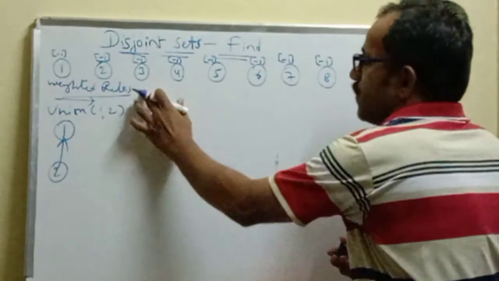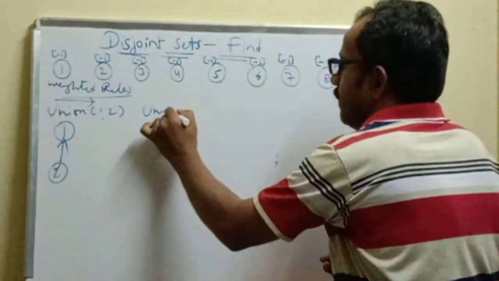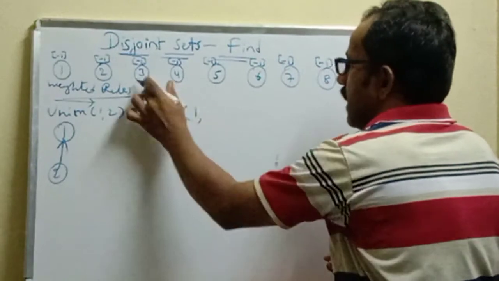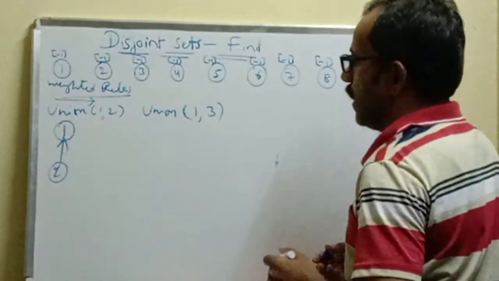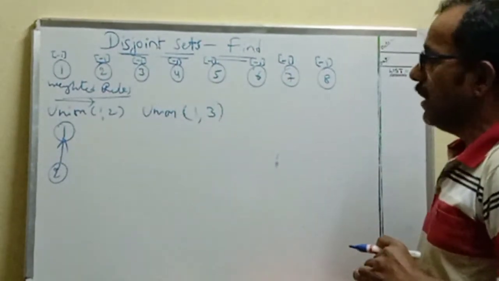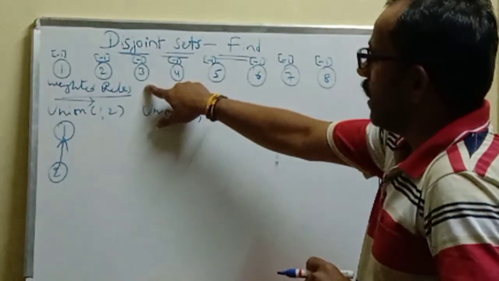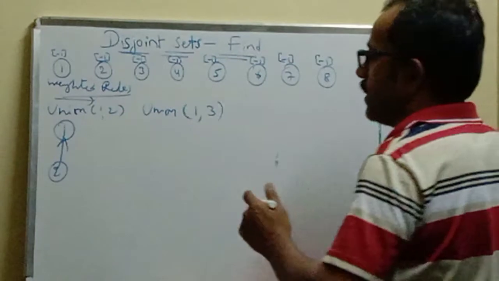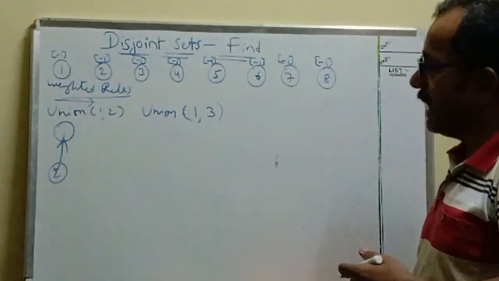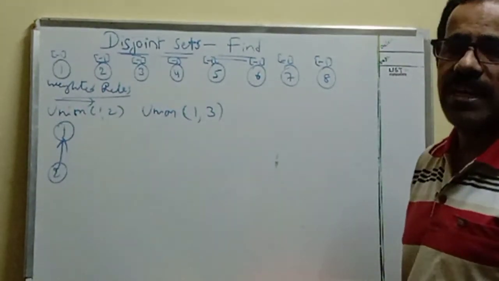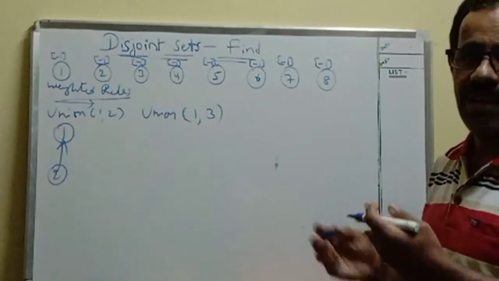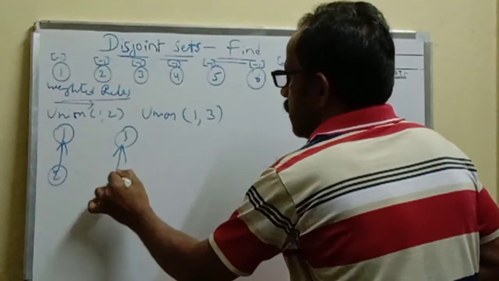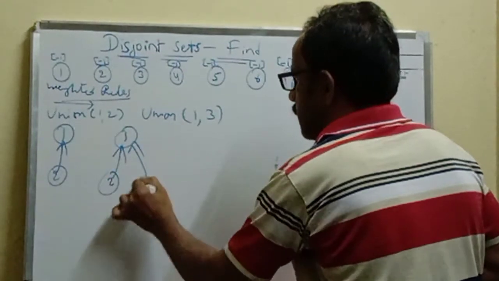So the next one is union of 3. Here, this resultant tree's root node is 1 and the next tree's root node is 3. Union of 3 according to the weighting rule. Here it has only one node, and this particular tree has two nodes. Ultimately, we make the root with more nodes the parent of the other tree. Okay? Then we can combine 3 like this. Okay?